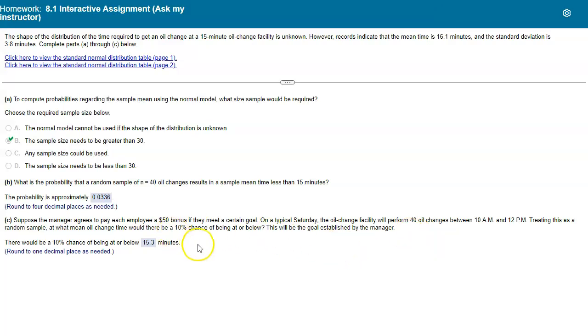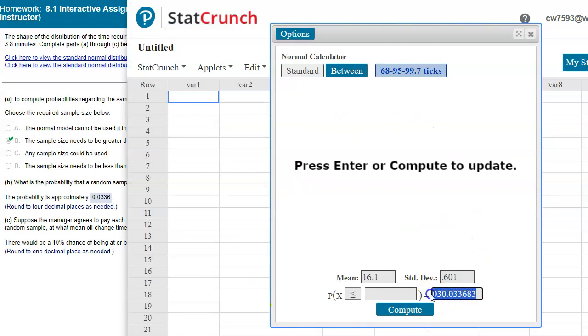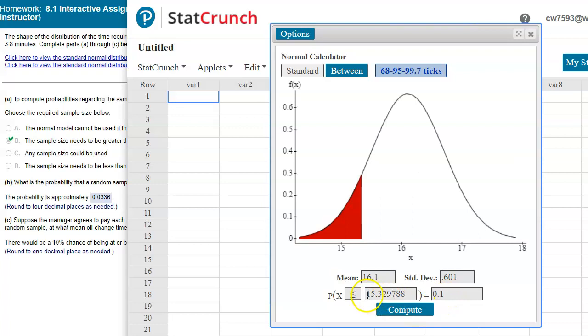The difference here is I'm asked what would be the time if I'm looking for a probability of 10% or less. So I'm going to come back to StatCrunch, and this time I'm going to change what I have for the actual calculation for this probability to 0.1, 10% or 0.1 probability. Then when I click compute, I see that time here, that the probability that x is less than or equal to 15.3 produces the result of 10% or less.